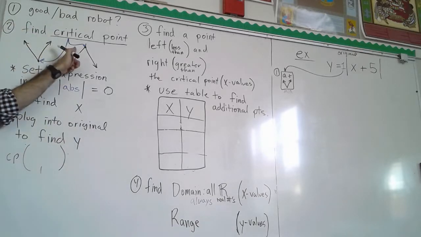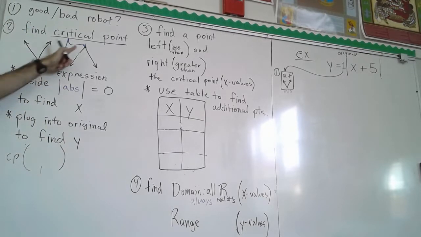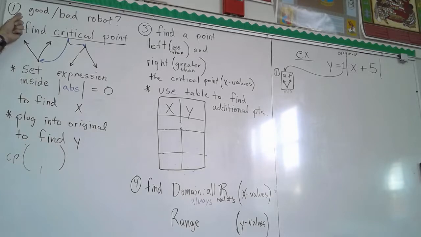The critical point is at the minimum or the maximum. It is a vertex of two rays, but we're going to call it the critical point. To find the critical point, now that we've done step one, we know it's a graph that has a minimum. We're going to set the expression inside the absolute values equal to 0.